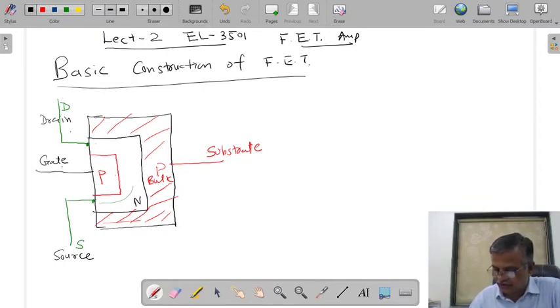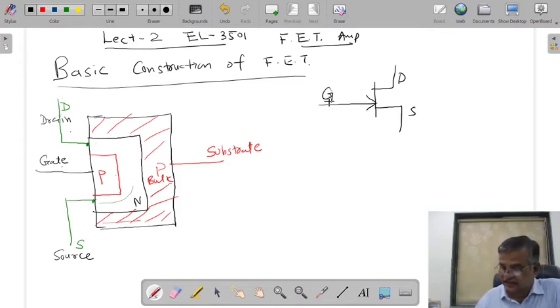And this is a symbol we have seen in the last lecture. This is the symbol of an N-channel FET. And last lecture I told you, the arrow at the gate indicates the direction of current when the gate is in forward bias. But we know that the gate is always kept in reverse bias in a field effect transistor, remember. So this arrow shows the direction of current when this is forward biased.